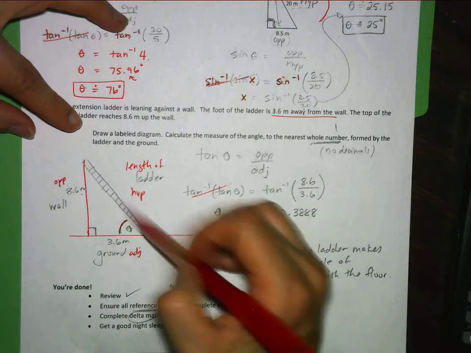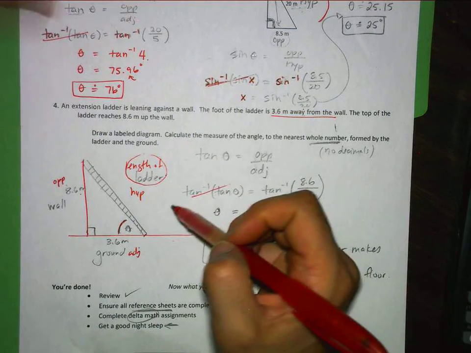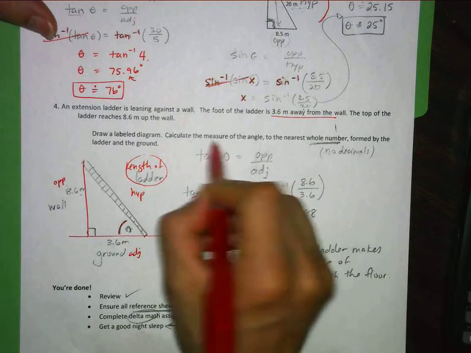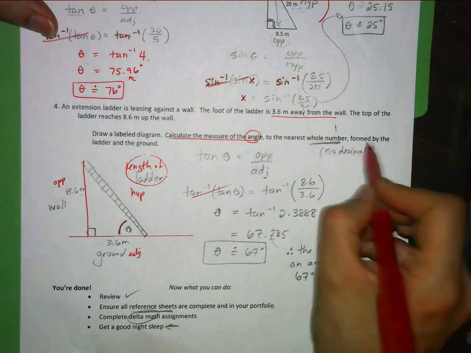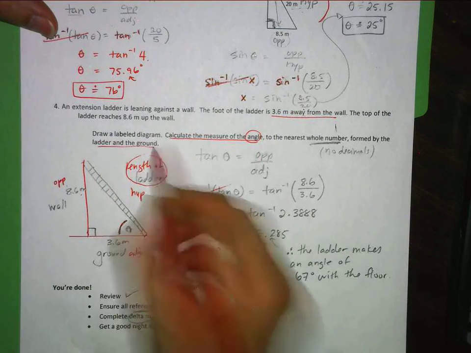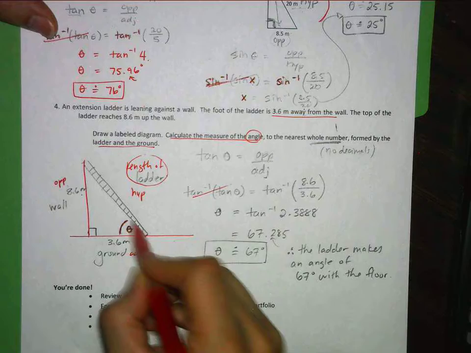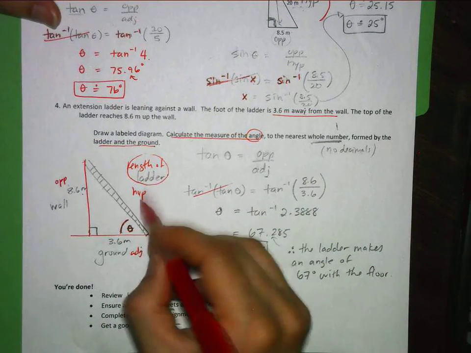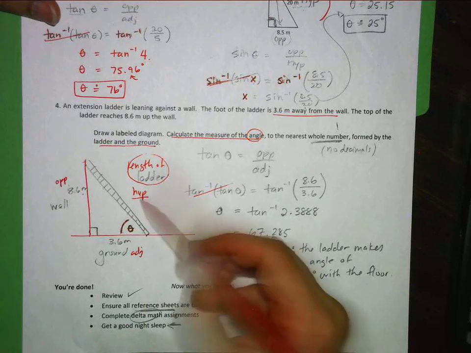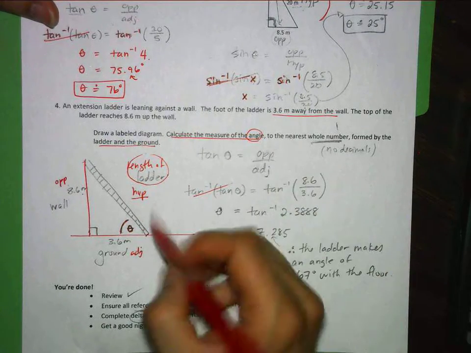That's not the true length of the ladder. That could be another version of this question, but that's not what they're asking. They're asking us to calculate the measure of the angle formed by the ladder and the ground. So that's this angle, the floor or the ground and the ladder. So I don't even need the hypotenuse, but if this question was asking for the hypotenuse or the length of the ladder, then we would be worried about that.